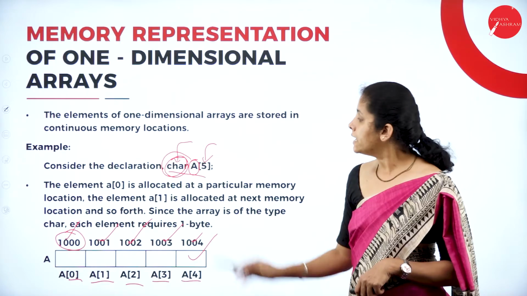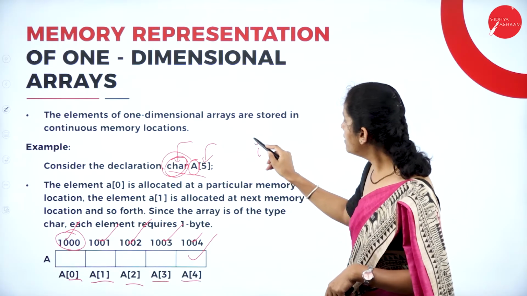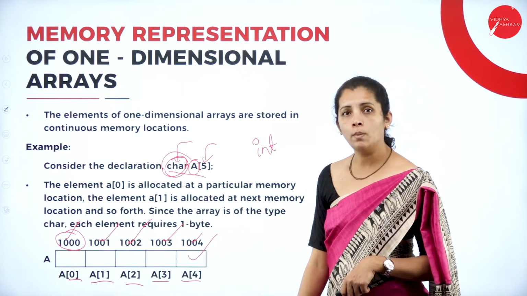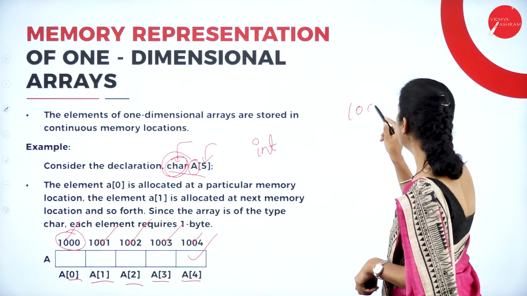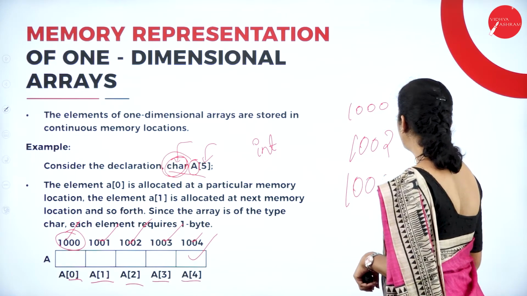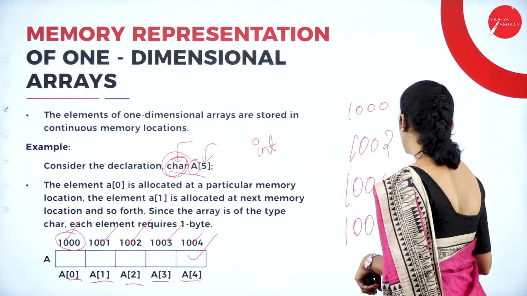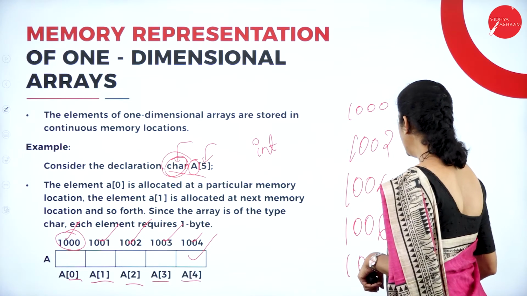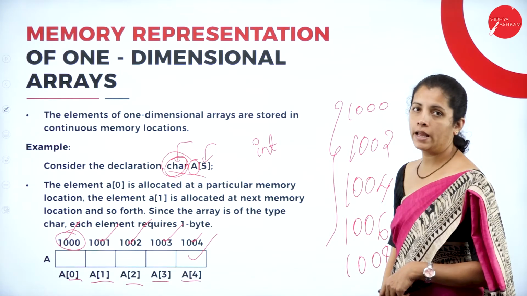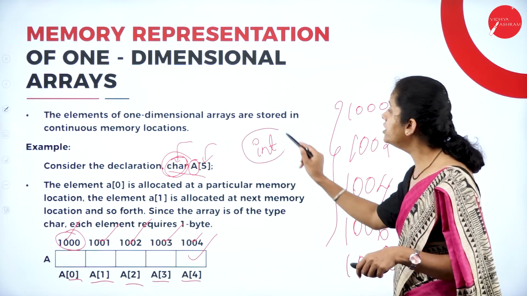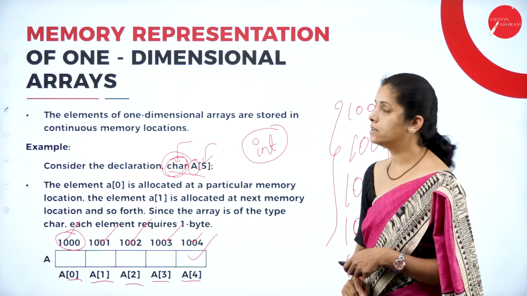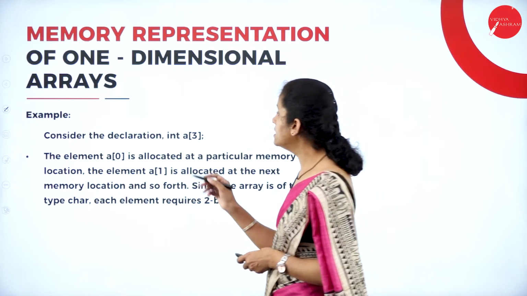at a time. Instead of that, if I have int, then what is the block size? It is 2 bytes, that is 1000, after 1000, 1002, 1004, 1006 and 1008. So this is the address of my array in the case of integer data type. But here it is character, so 1 byte. Now let me consider the int.